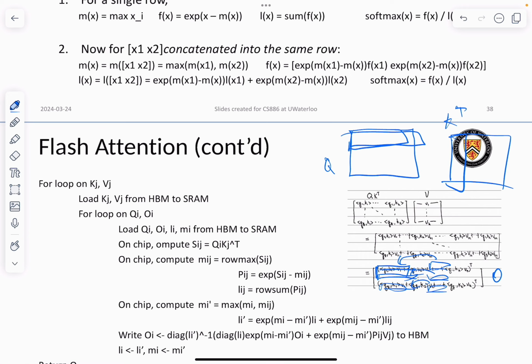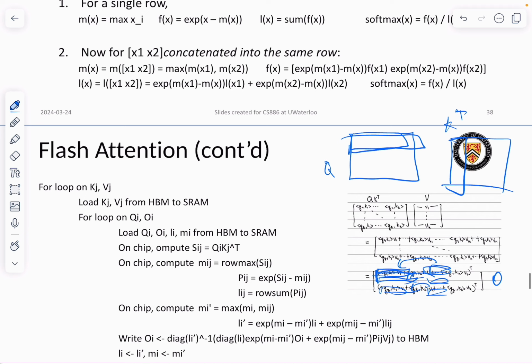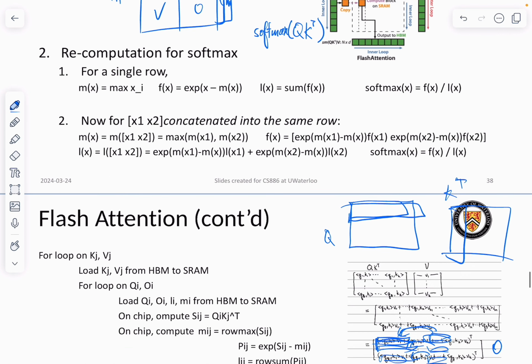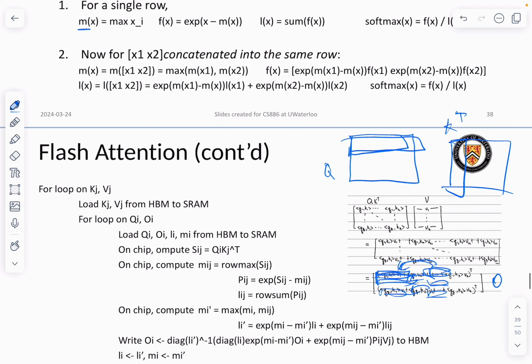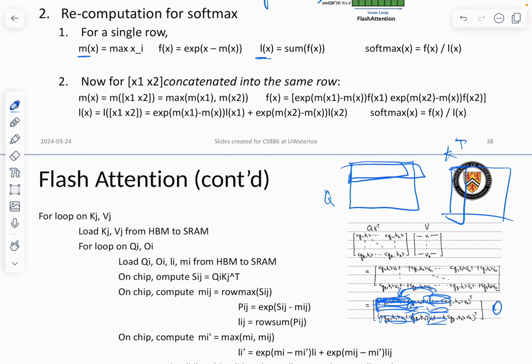Now the problem is that we have to take the softmax, so we can't just compute this and take its softmax, and then compute this and take its softmax and add it to this. That doesn't work like that. You're going to get the wrong softmax values. So that's why we need to keep an array of M, which is basically the maximum of this row here, and then another array of L, which is basically the sum here. And we're going to use this to finally compute the correct softmax at the very end.